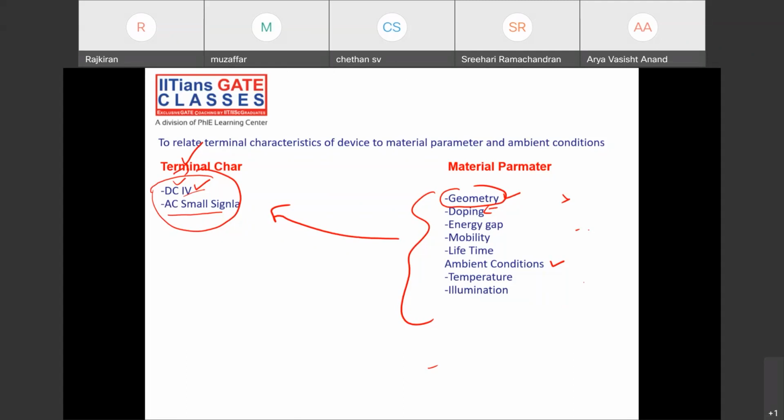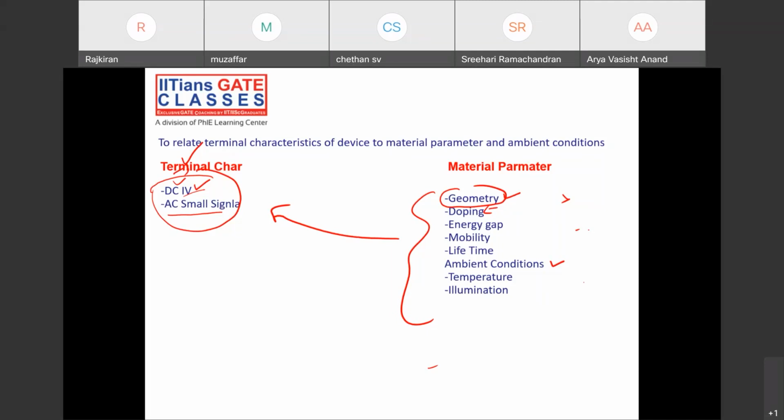Suppose you are designing an IC. It is supposed to work everywhere. You cannot say that you have this IC and it should be used only in India, not in Europe. We have to design the device in such a way that it works in almost all conditions. That we have to ensure.